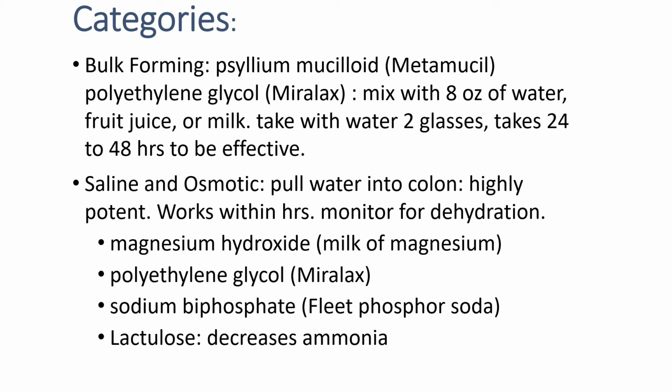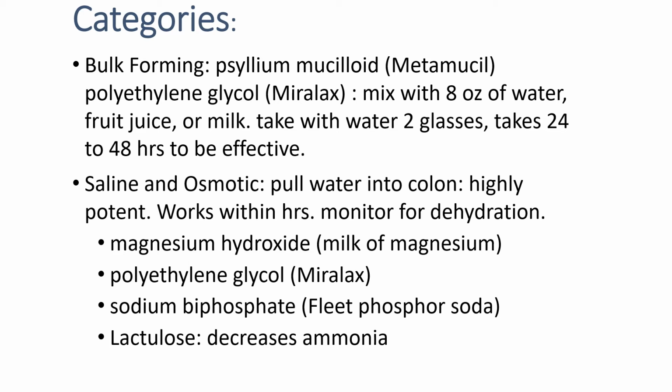which is psyllium, mucilloid, which is Metamucil, polyethylene glycol, which is Miralax, which really will give you diarrhea really quickly. You mix with 8 ounces of water, fruit juice, or milk. Take with 2 glasses of water. Make sure you're drinking a lot of fluids when you're doing this. Saline and osmotic type formulas pull water into the colon. They're highly potent. They work within hours, and you monitor for dehydration. They include magnesium hydroxide, which is milk of magnesia, polyethylene glycol, which is your Miralax, sodium biphosphate, which is your Fleet's phosphosoda, and lactulose.